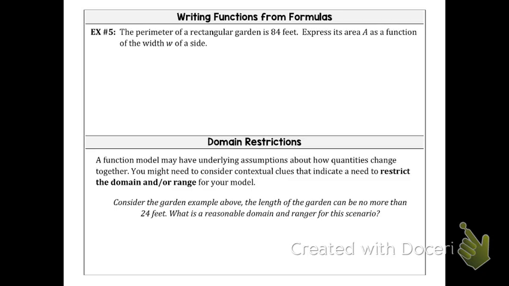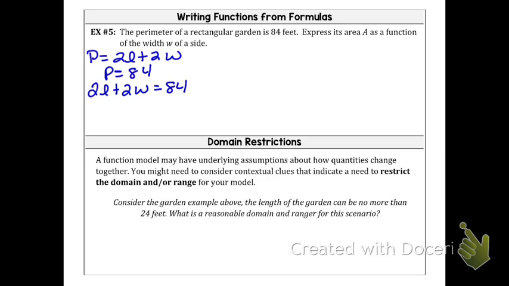All right, writing functions from formulas. Example 5 says a perimeter of a rectangular garden is 84 feet. Express its area as a function of its width, W, of a side. So we know that the perimeter is 84 feet. Well, we know it's rectangular, so remember perimeter is 2L plus 2W. And we know perimeter is 84, which means 2L plus 2W equals 84.